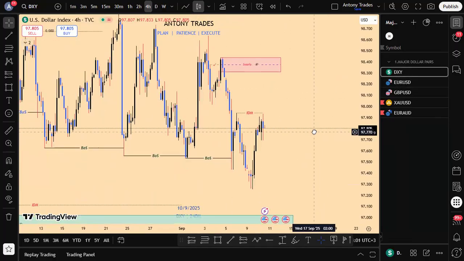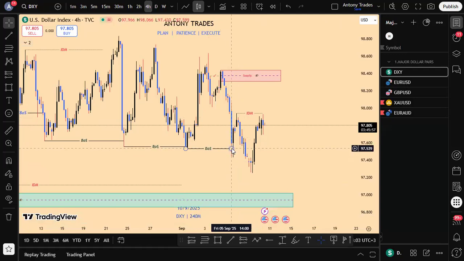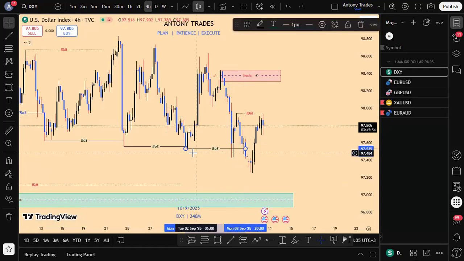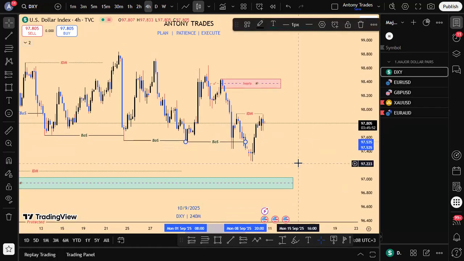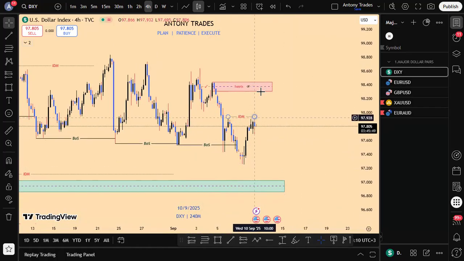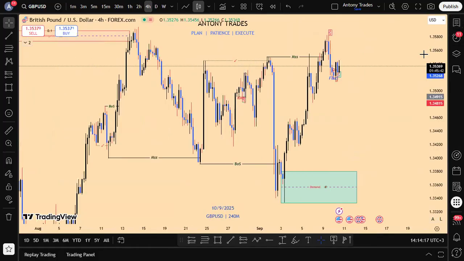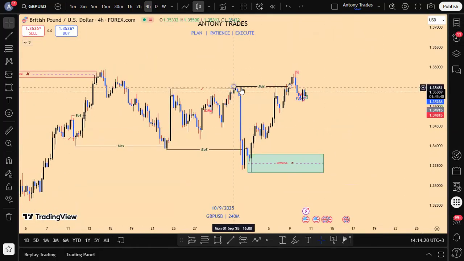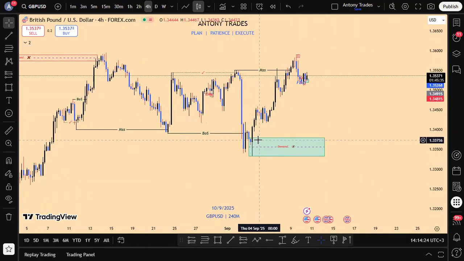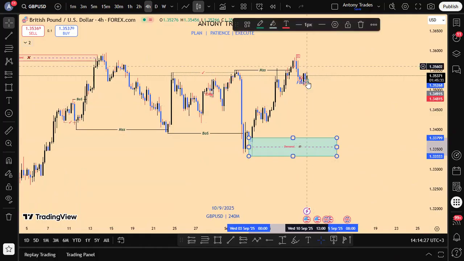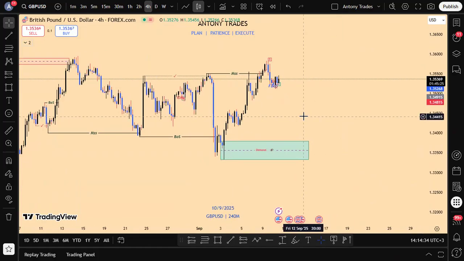If I go down to the DXY, you can see very well that DXY has a break of structure to the downside. Then this one becomes my inducement, and this is my point of interest in the DXY. The same thing is happening here on GBP USD. So we have a market structure shift or change of character right here, and then this becomes my demand zone. So I'm still expecting the market to retrace to this demand zone before I look for a buy setup.